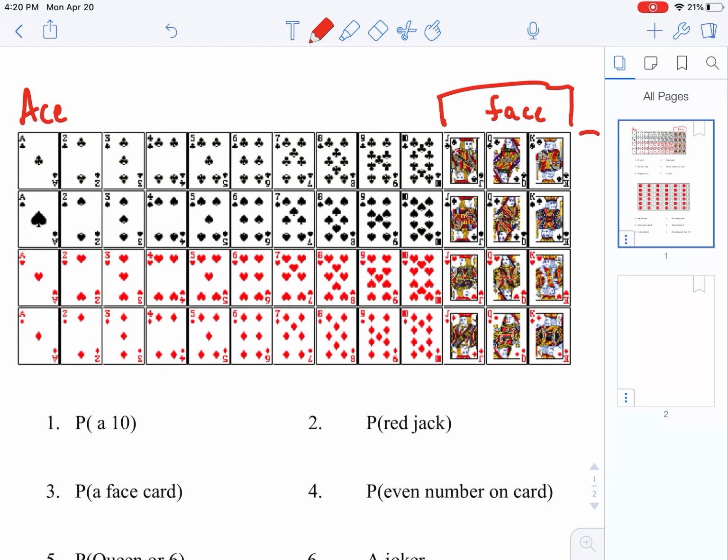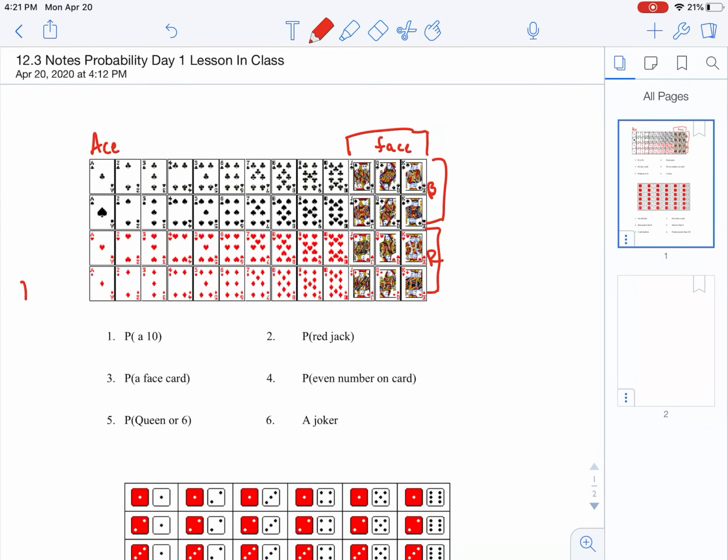Okay, now half the cards are black, half the cards are red. Now these are called diamond. Okay, these are called heart. Okay, these are called spade. These are called club. Each one of these is called a suit. Okay, so what's the suit?